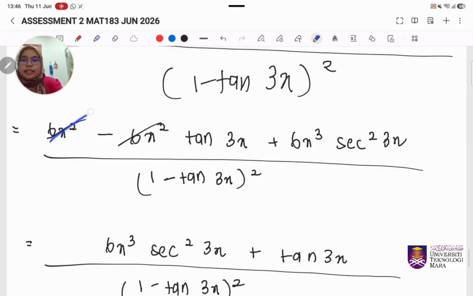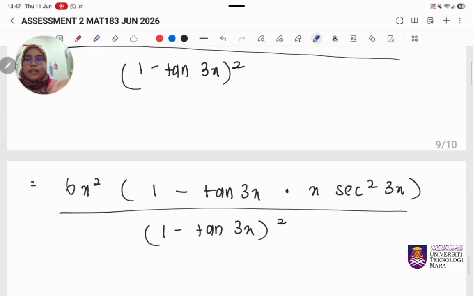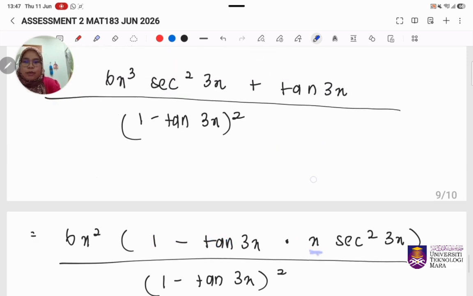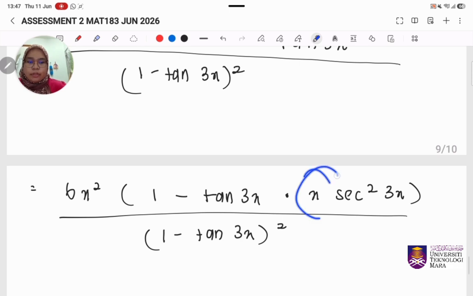You don't cancel out this one because it's plus and minus, so it's gone. So only this, okay, 6x³ and the whole thing, and you can factorize it. So this is how it looks when we factorize 6x² and 1 minus tangent 3x and x, because this has x³, so when we factorize it, you have to put x. So that will become 6x cubed. So this is the final answer for question 2b.